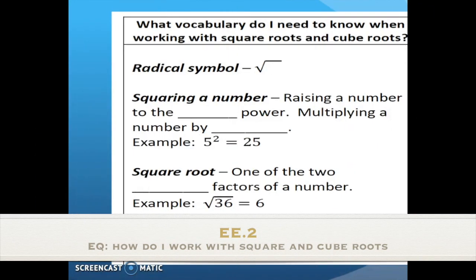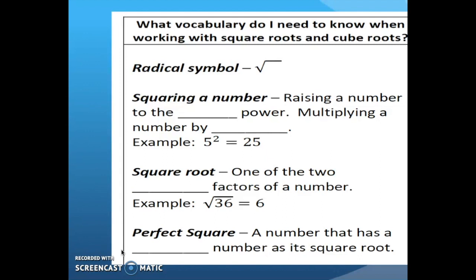Today we are going to look at what vocabulary you would need to know when working with square roots and cube roots. The square root and cube root symbol is called the radical. The radical symbol for cube root is denoted by a 3 called the index. For the square root, the index of 2 is understood, so we do not have to write it. The number under the radical is called the radicand.